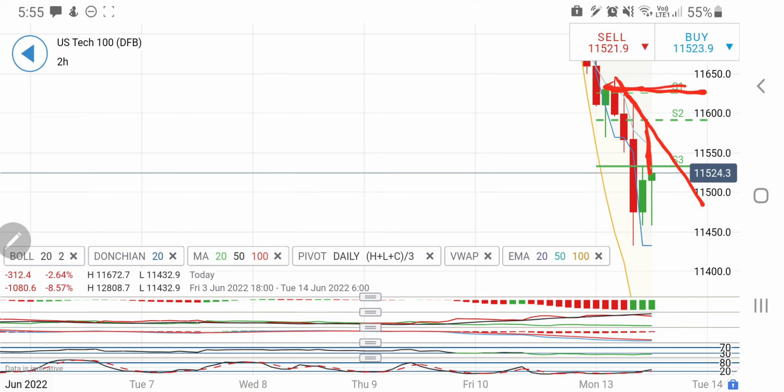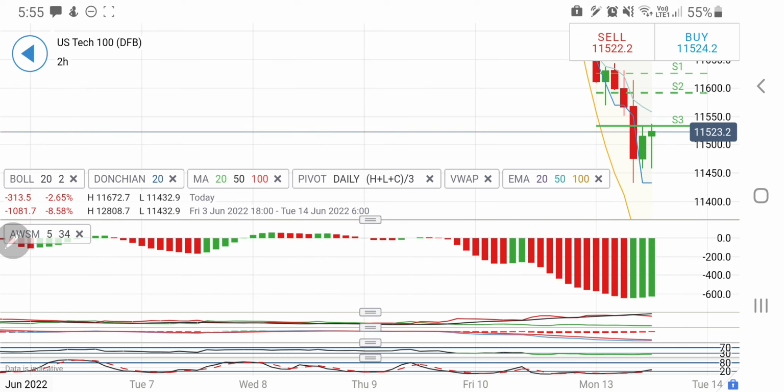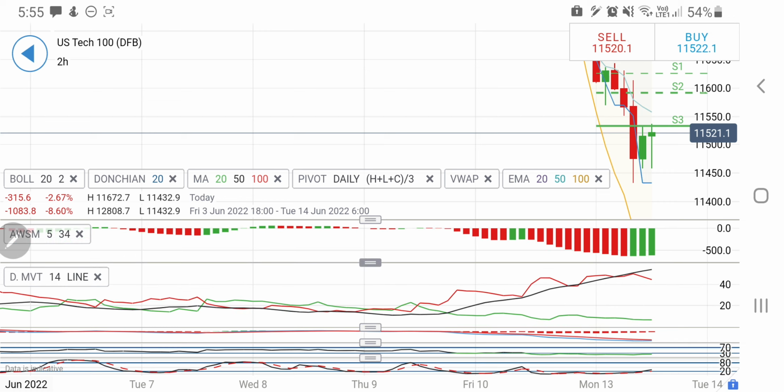I will be looking for confirmation of a reversal only if it trades above the 11,650 level. Till the time it trades below 11,650, there is a chance that it may try to drop again. Now look at the awesome oscillator. It is trading negative at minus 600 level, but 3 green candles indicate that the peak is achieved, and probably from here it can try to diminish and try to trade in green.